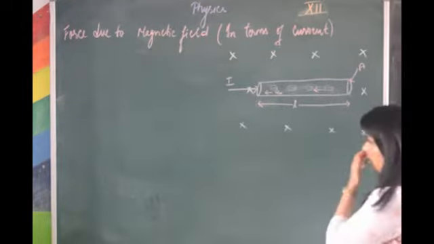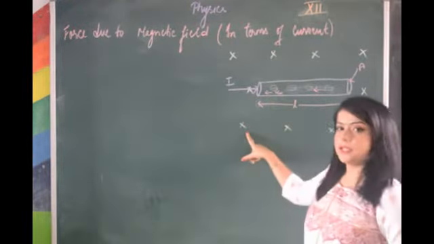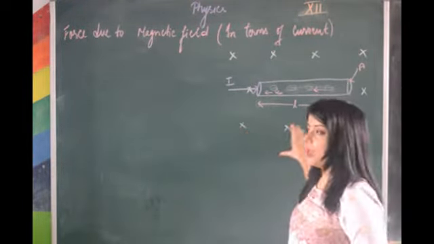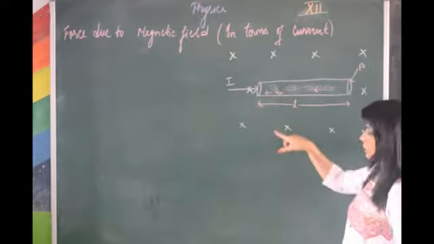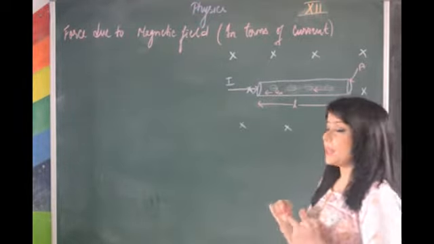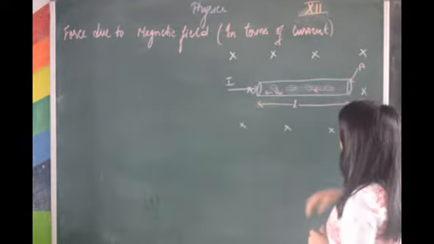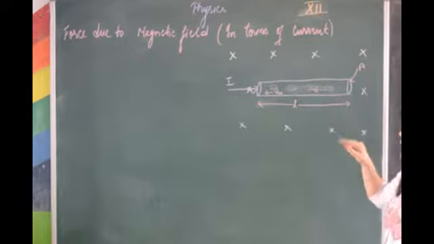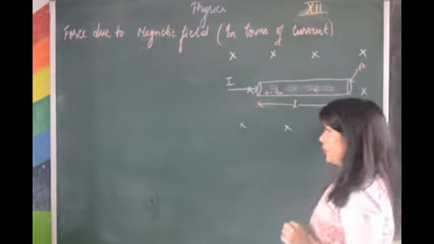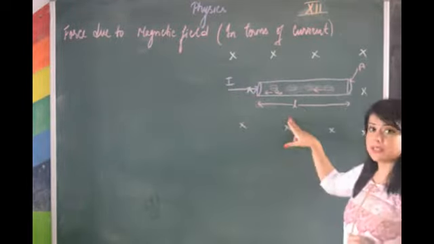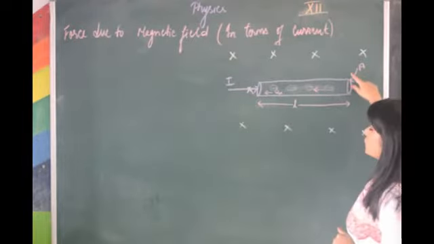So over here, this cross is the magnetic field. I have already told you that if it is a cross, the magnetic field is directed inward. If there is a dot, it is outward. So the magnetic field is directed inward. We place a conductor over here. The length of the conductor is L. Area of cross section is A.